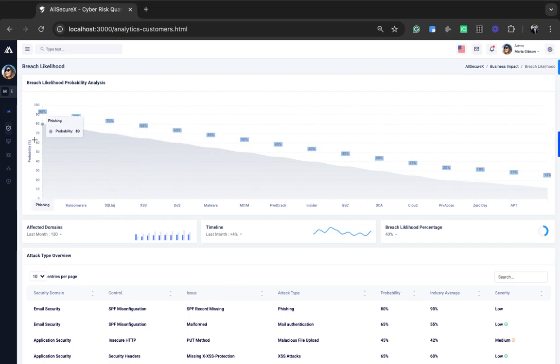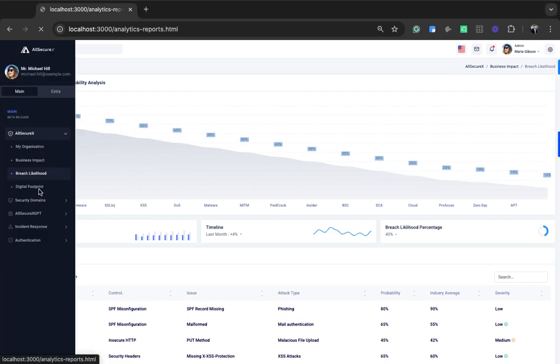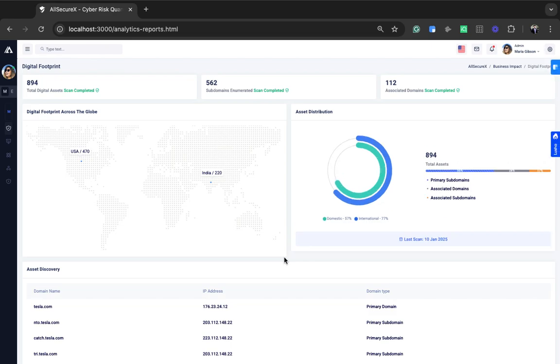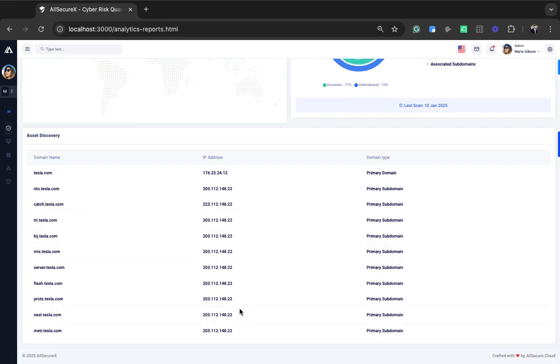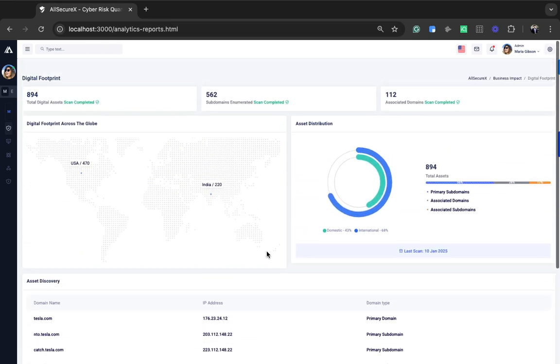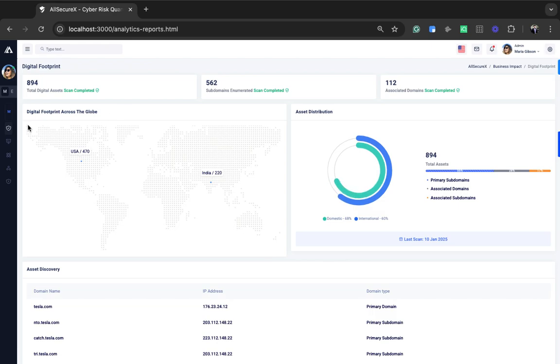Now coming back to the portal, we can go to the digital footprint page, which talks about the total number of digital assets which are there, including the primary domain, associated subdomains, with their presence across the globe. And you can just verify each and every one of this data depending upon the relevancy itself. So that's there.